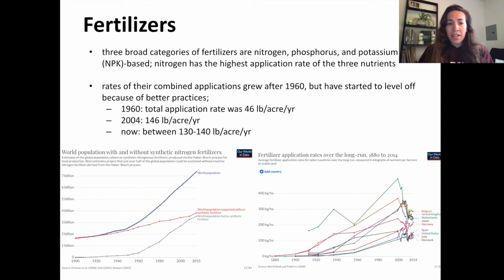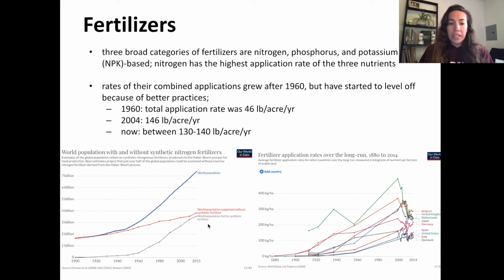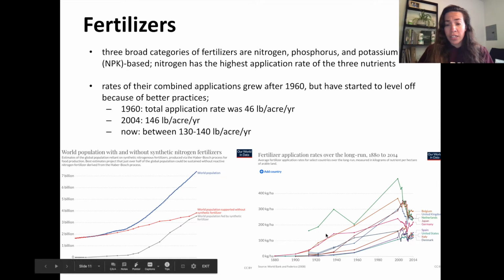And without these nitrogen fertilizers, we don't think we could have supported the world population that we have. So essentially we're able to feed the world because of these products. And fertilizer application rates increased dramatically. You can see the evidence of the Green Revolution here.